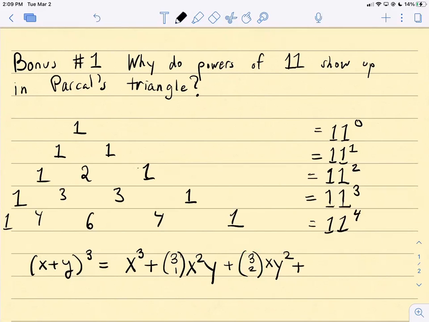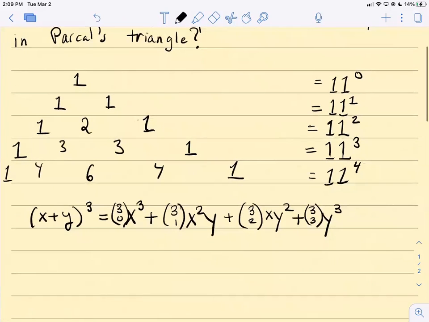And the last one is just all y's, and that's really 3 choose 3. I'll write it here just for completeness' sake. 3 choose 3, and over here is 3 choose 0. But remember that those are just 1. So I'm going to rewrite this underneath. This is going to be 1 x cubed plus 3 x squared y plus 3 x y squared plus y cubed. Nice, Olivia. Excellent. Aiden, great job. Anybody who asked for some help, is that explanation okay?